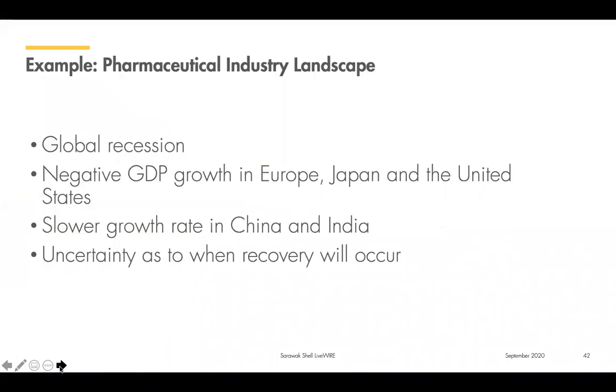In the pharma industry, examples of macroeconomic forces are global recession, negative growth in certain countries, slower growth in India and China, and the uncertainty as to how long the recovery will take, right? People are saying as well, come October, once the loan moratorium is ending, then what would happen, right? Would people start to default on their loans? Would people have less money to spend, right? What kind of things will happen to the market, right?